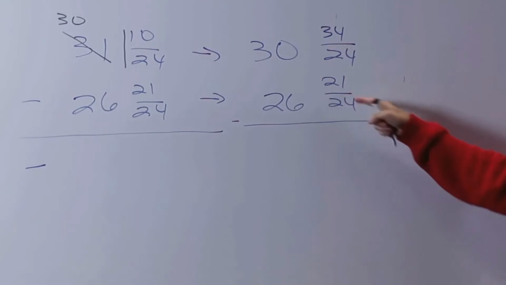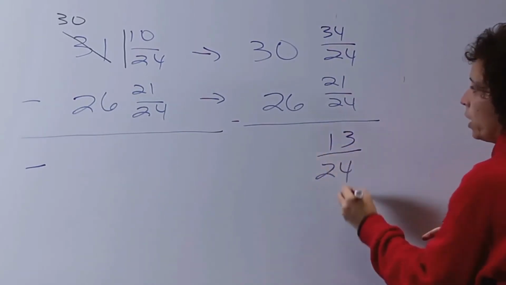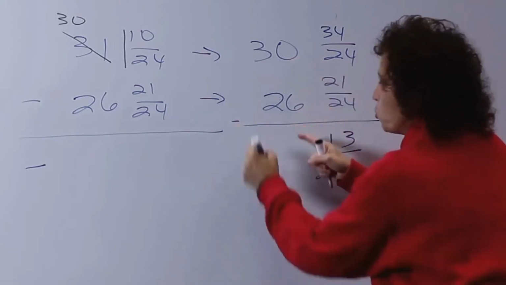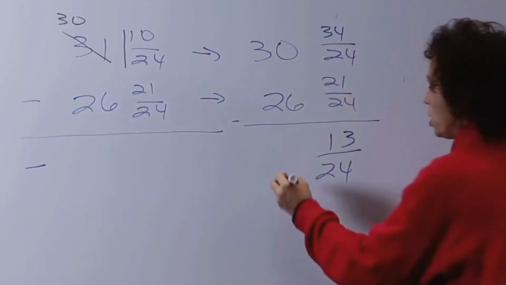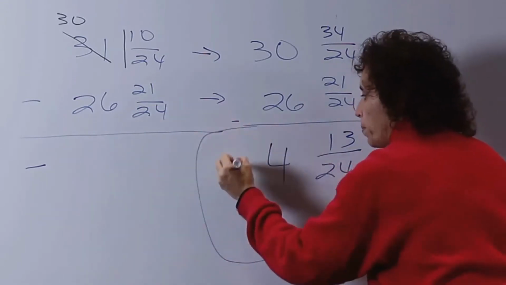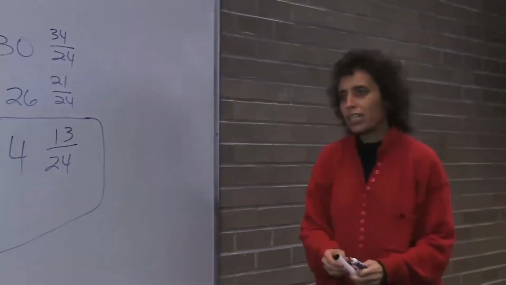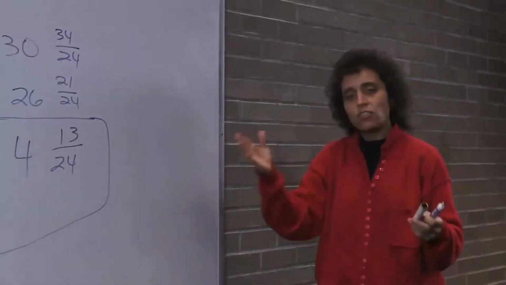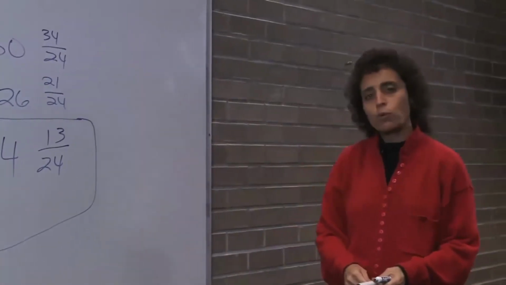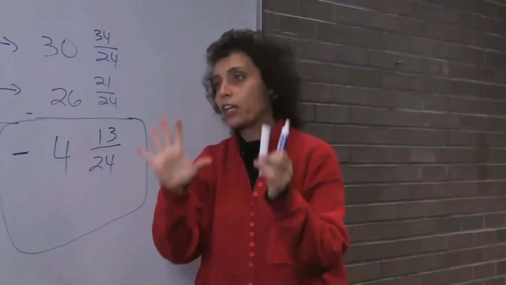34 minus 21 is 13/24. 30 minus, remember we're subtracting, 30 minus 26 is 4. So our answer is 4 and 13/24. But remember, negative. Don't forget it's negative. So negative 4 and 13/24. And that is the end of adding and subtracting with mixed numbers. Next time we're going to be solving equations with fractions. This is my favorite thing. You're going to love this.